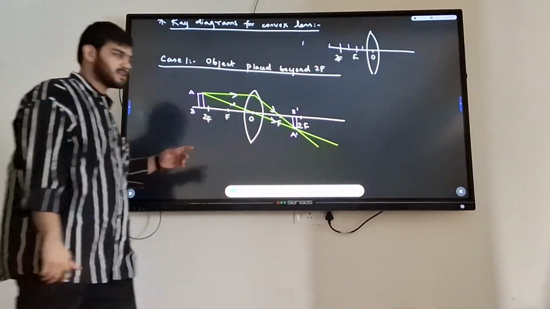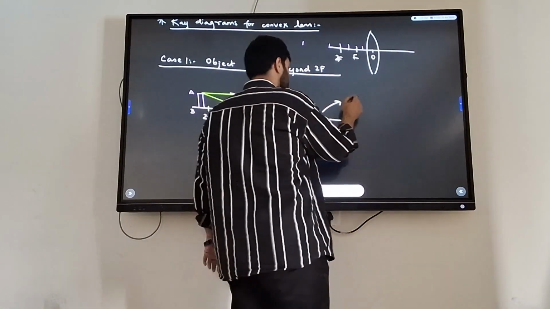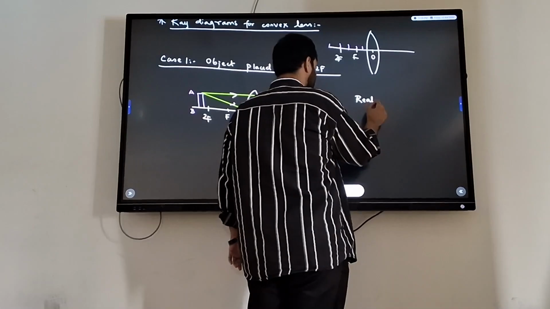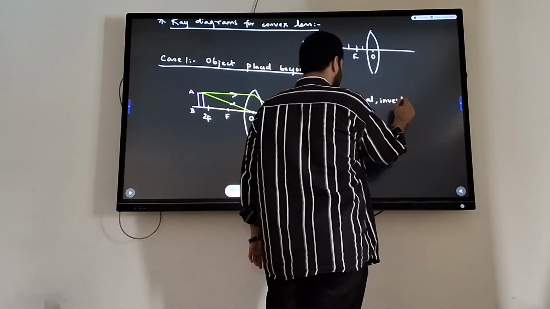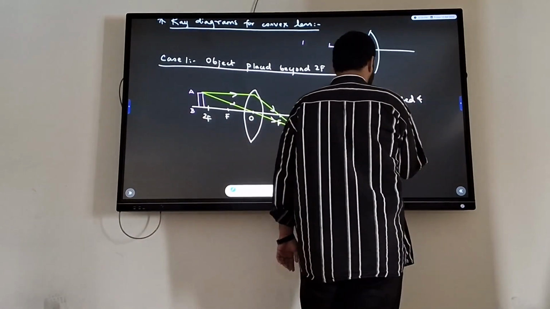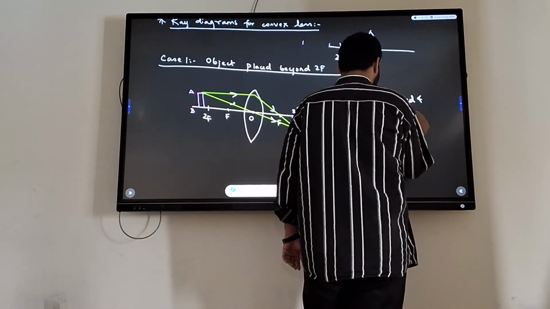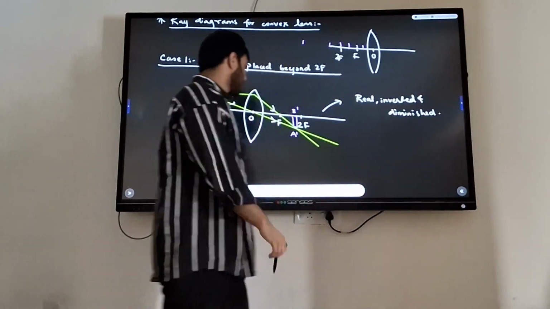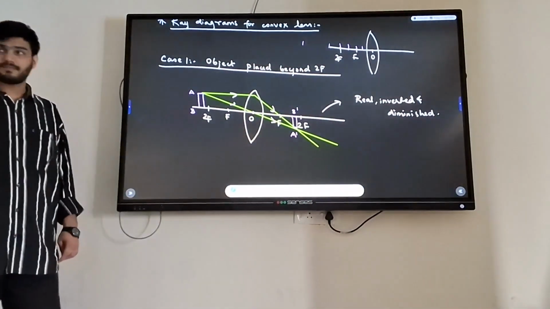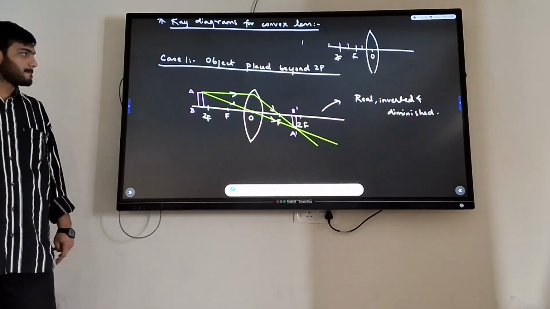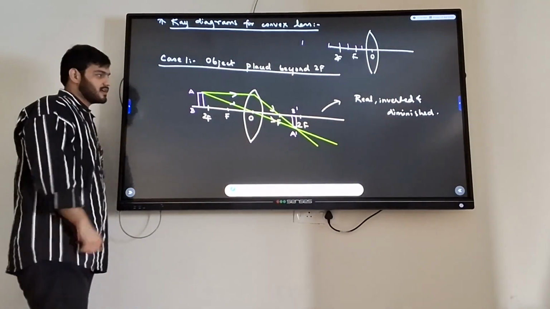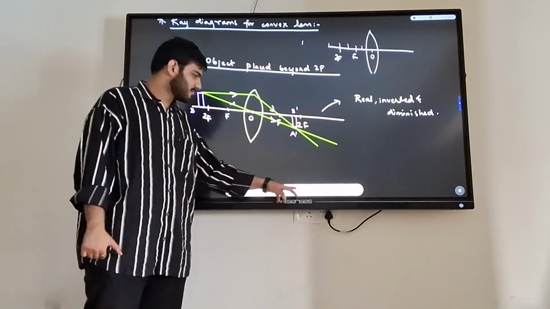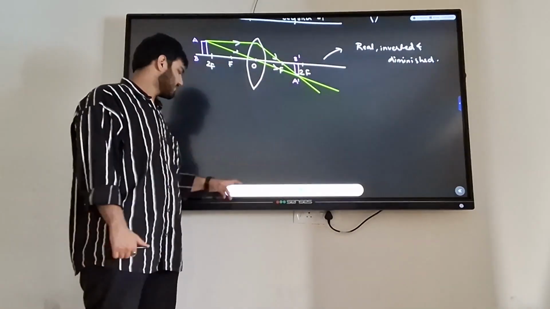What is the nature of the image then? Real, inverted, and diminished. Is it all okay? This was case number 1. What could be the case number 2 then? At 2F.